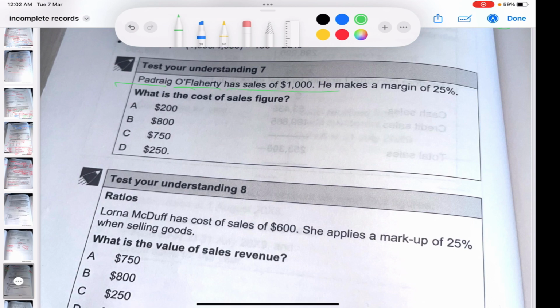Parroted O'Flaherty had sales of 1000. He makes a margin of 25%. What is the cost of sales figure? We need the cost of sales, we don't need the sales. So how are you going to go about it? Take a moment and try to think.